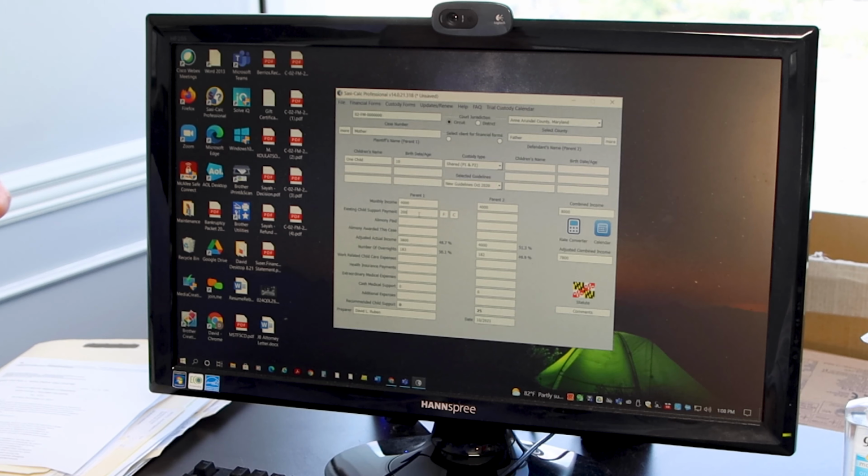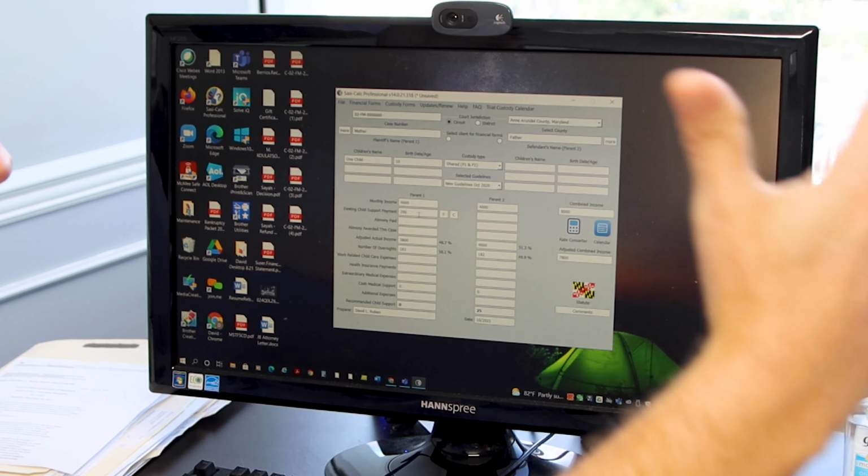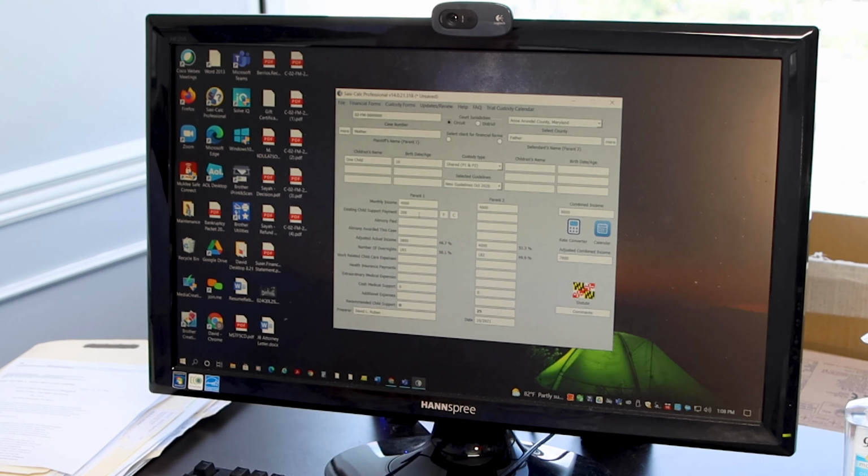Now, a lot of people ask the question, what happens if they have new children after the separation? They go on to another relationship. Does that get included in that calculation guideline? And the answer is no. It is something to consider, but we don't put that number in there.